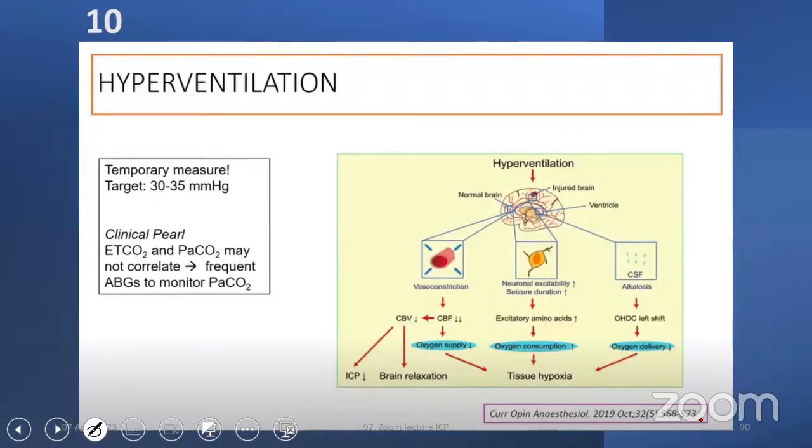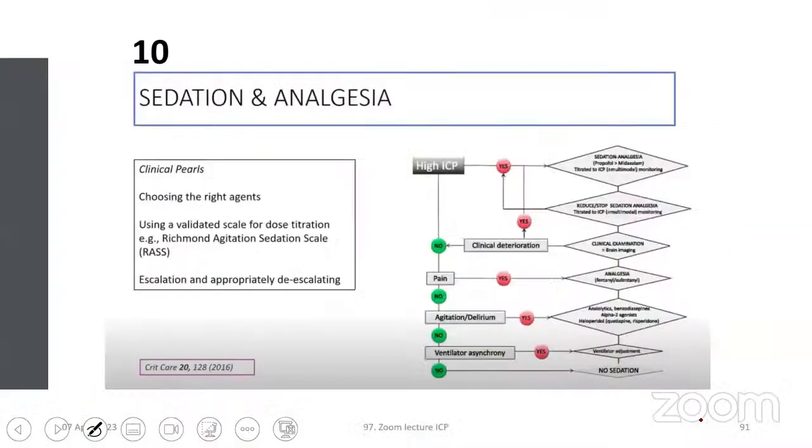Hyperventilation is a temporary measure. The target is to bring down the partial pressure of CO2 to 30 to 35 only. You can see hyperventilation in the injured brain and the normal brain. Hyperventilation will help to some extent, but it is not going to serve you for long. If there is time, 10-15 minutes before the patient is taken up for surgery, then you can think of hyperventilation. Choosing the right agent is important for sedation and analgesia.